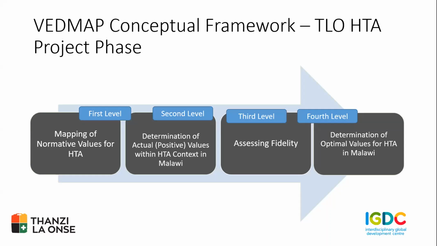The first phase is mapping out of normative values. Normative values are written values, the official values. Secondly, we'll be looking at actual values. These are values which are actually being practiced in the context at the facility level. And then the third level is fidelity assessment, to look at discrepancy, misalignment or alignment between what is normative and the positive, what is actually being used at the facility. And eventually, looking at benchmarking other value sets in other countries, coming up with optimal values for HTA in Malawi. Not only optimal values, but optimal structure for HTA in Malawi.